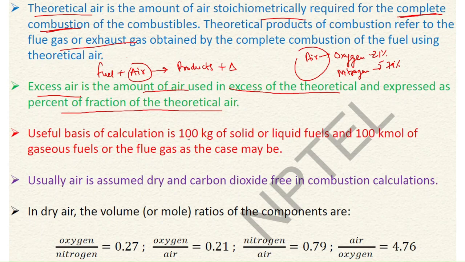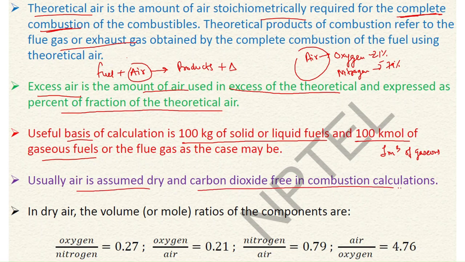Useful basis of calculation. For all the calculations, we take a basis, which in the case of solid or liquid fuel is mostly 100 kg of fuel. And for gases, it is 100 kilomole of gaseous fuel, or sometimes 1 meter cube of gaseous fuel, depending on what our requirement is. Usually air is assumed dry and carbon dioxide free in combustion calculations, and to eliminate complexity, we take air as dry and carbon dioxide free.